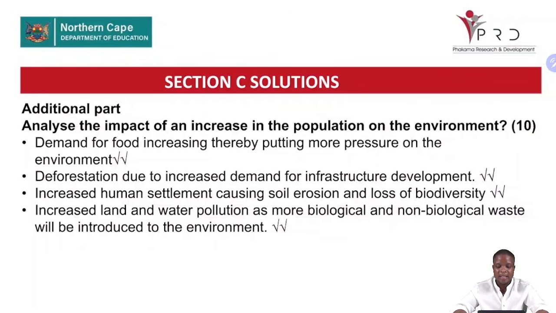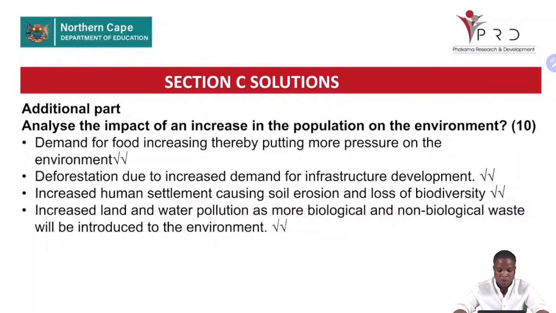Deforestation due to increased demand for infrastructure development. We need to have more infrastructure for industries and the building of houses, so we need to cut down trees. Increased human settlement causes soil erosion and loss of biodiversity. As people need houses, this may result in the removal of trees, which can result in soil erosion, right? Remember, deforestation is when we remove trees permanently, and soil erosion is the removal of soil at a greater volume than it is created.